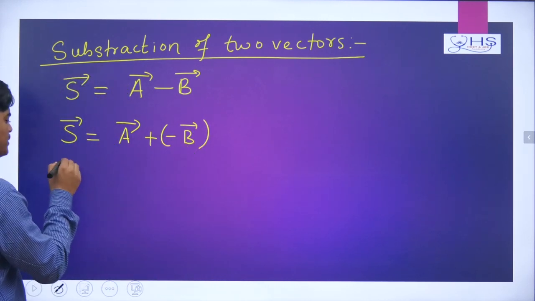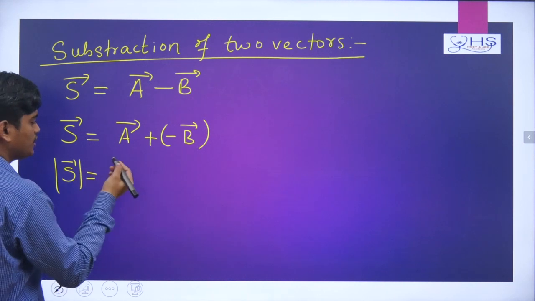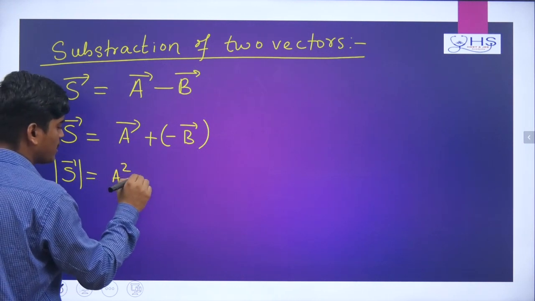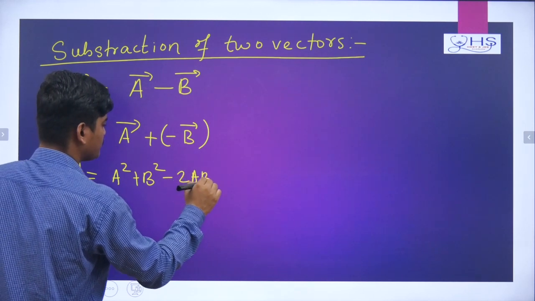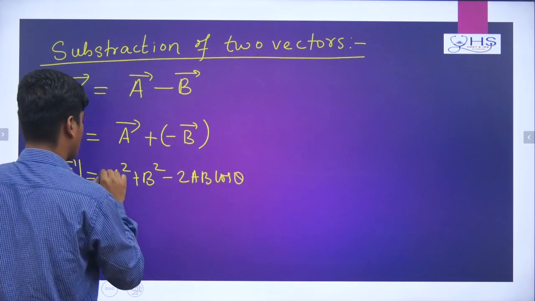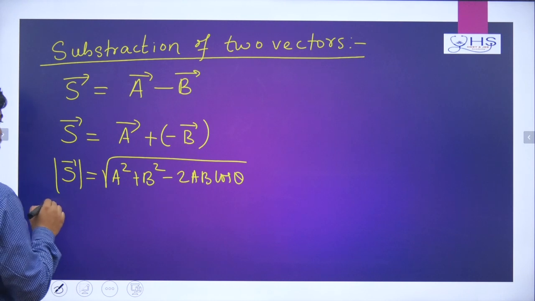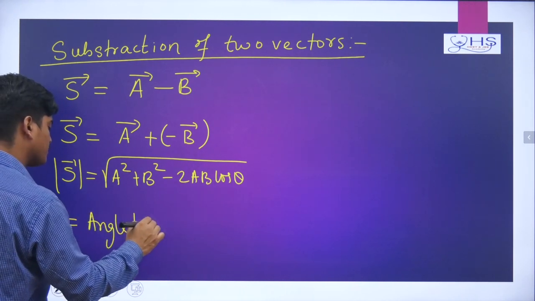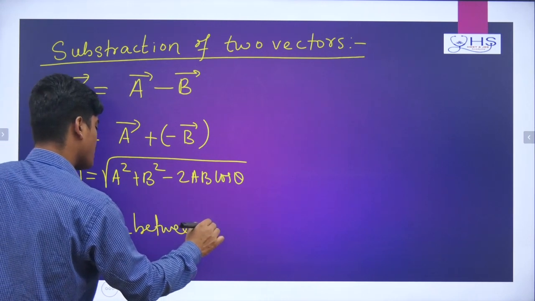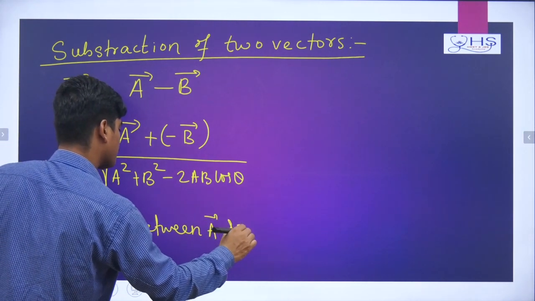Now if I want to find the S vector magnitude, it will be the square root of A square plus B square minus 2AB cos theta. And remember, theta is nothing but the angle between A vector and B vector.